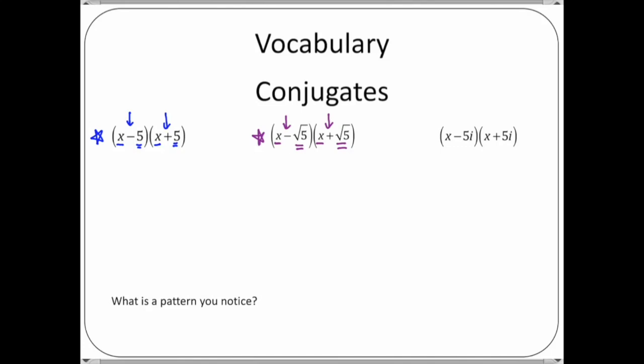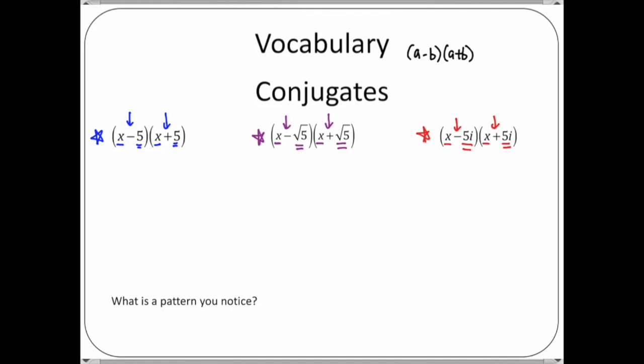And then finally, for this one, I have x's, and I have a 5i and a 5i, and I have a minus and a plus. So conjugates are usually going to be in this form: a minus b times a plus b. The minus sign and the plus sign can be switched around as long as they are opposite one another.